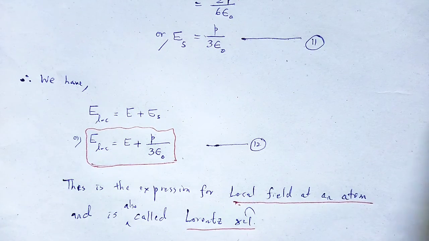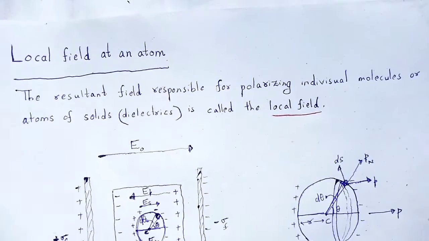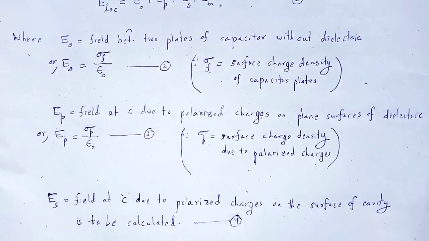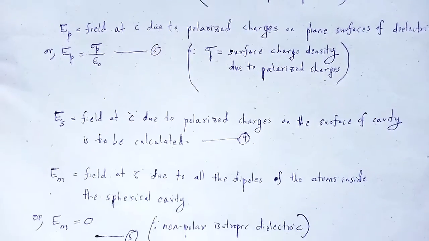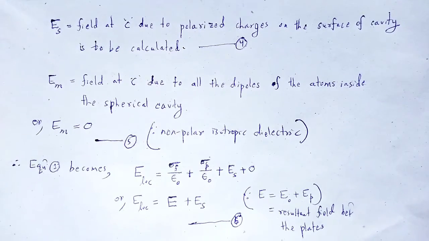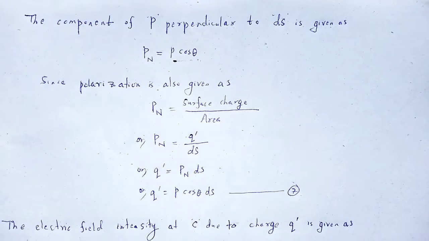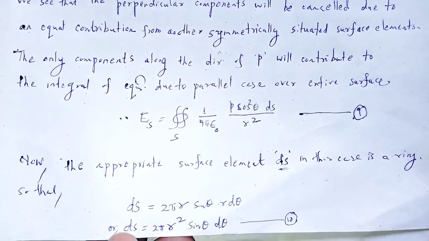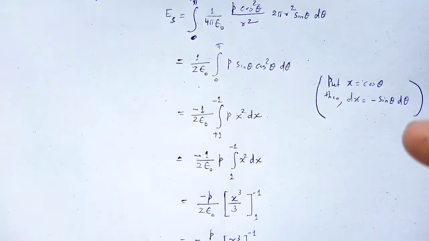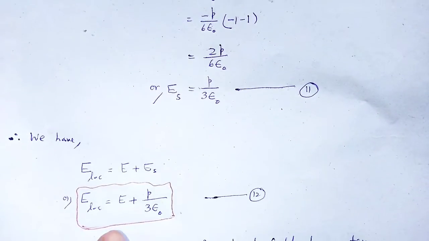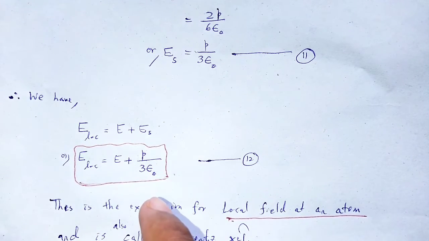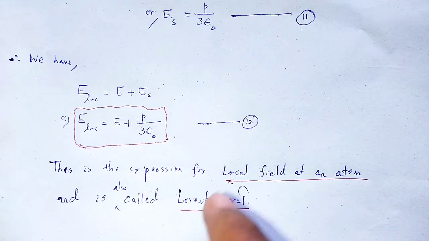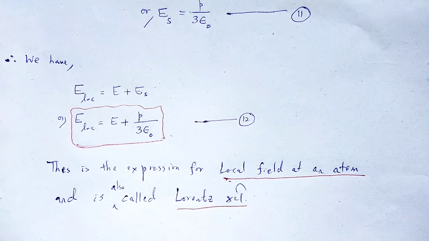So here with the help of this video lecture we understand the concept of local field at an atom, the definition of local field, then mathematically we show what are the contributions of various kinds of electric fields towards the local field. In order to calculate Es, we proceed in this way, and finally integrating that particular integral we get Es, and E local is equal to E plus Es, with the value of Es as P divided by 3 epsilon naught, the expression for the local field at an atom. That equation is known as the Lorentz relation, as the scientist Lorentz suggested that method to calculate the local field in an atom.